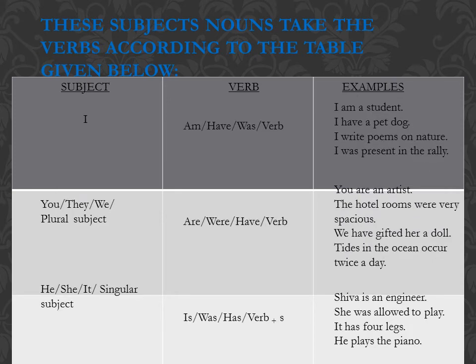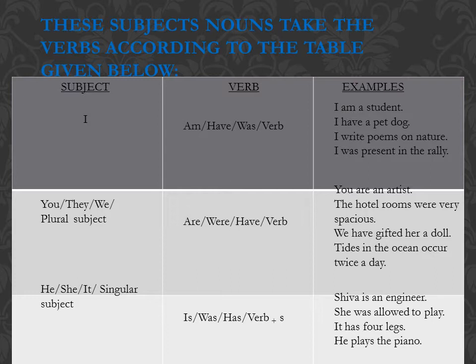These subject nouns take the verbs according to the table. If the subject is I, then we can use the verbs am, have, was, or a verb in its base form. For example, I am a student. I have a pet dog. I write poems on nature. I was present in the rally.